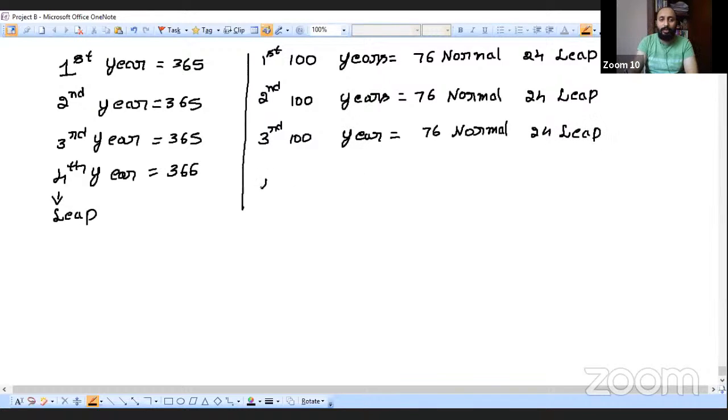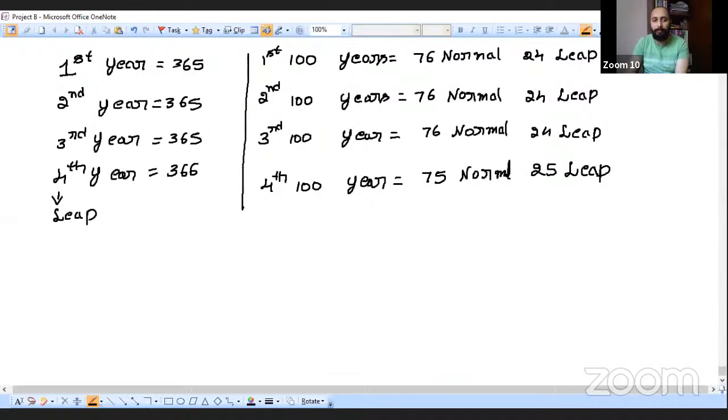But at the fourth 100 years, I will be getting how much? 75 normal years and 25 leap years. Is this clear, everybody? Understood this part? Yes? So how many odd days will this have?